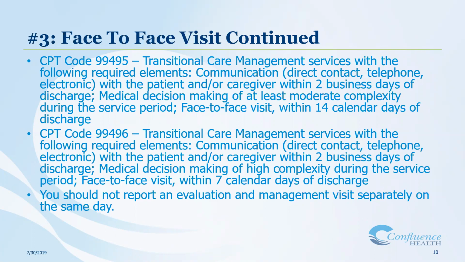So the two codes for TCM are the 99495, for which the patient has to be seen within 14 calendar days, versus business days, and the documentation has to meet at least moderate complexity decision-making. The other code, 99496, requires the visit to be within 7 calendar days, and the documentation has to meet high complexity decision-making.